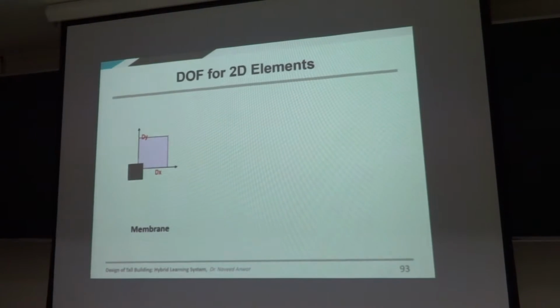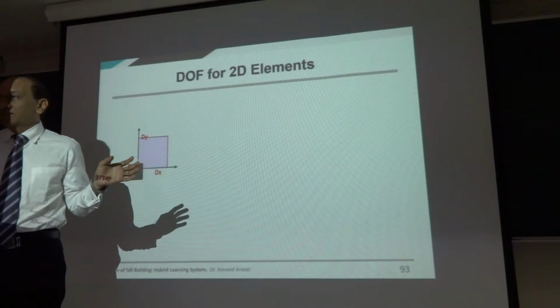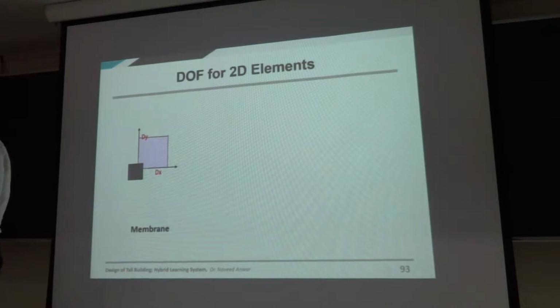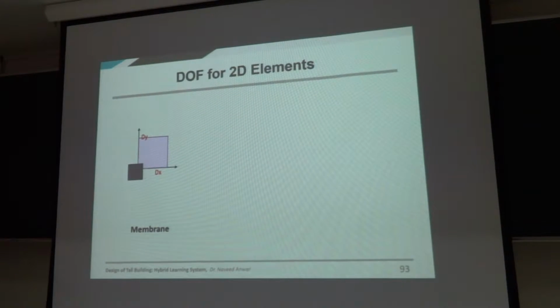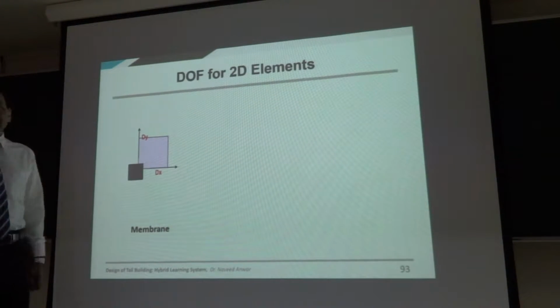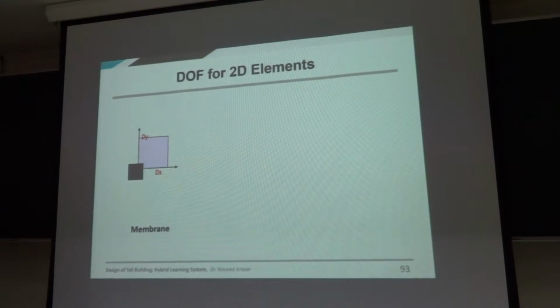So there are basically 3 elements, and this is very, very important for you to understand the difference between the 3 elements and when to use them, what are their behavior, and so on and so forth. First one is called membrane. What does it mean, membrane?